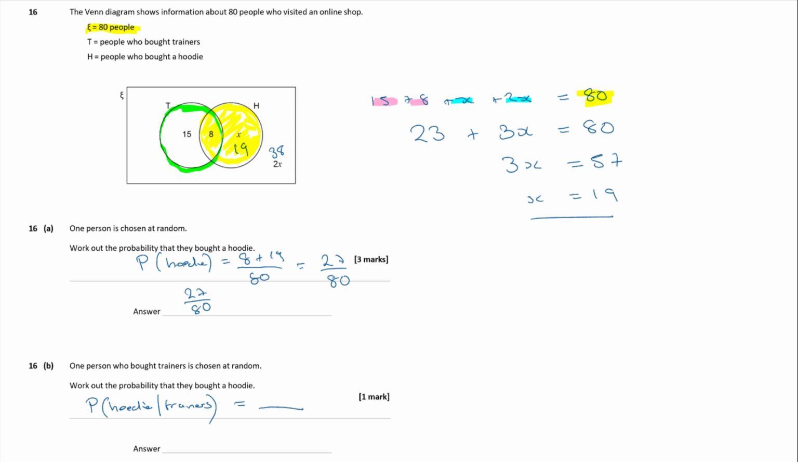Well, we know that of the people who bought trainers, 8 people bought a hoodie. And how many people did buy trainers? That's going to be 15 plus 8. So 15 plus 8 is 23. So that probability then is going to be 8 over 23.